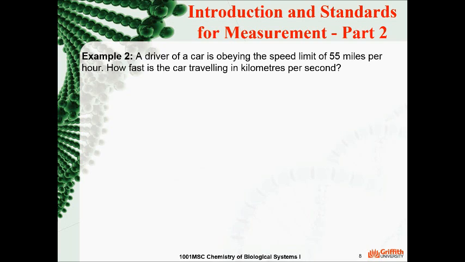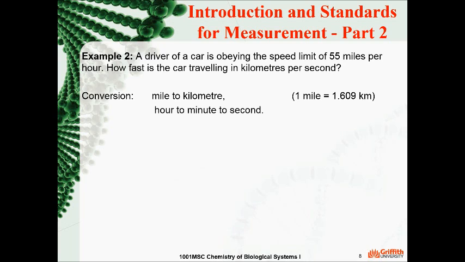Let's practice another example. A car is travelling 55 miles per hour. Convert the speed to kilometers per second. We have two units for this measurement. Miles need to be converted to kilometers, and hours need to change to seconds. Remember that 1 mile is equal to 1.609 kilometers. It would be considered general knowledge to know the conversion from hours to seconds.